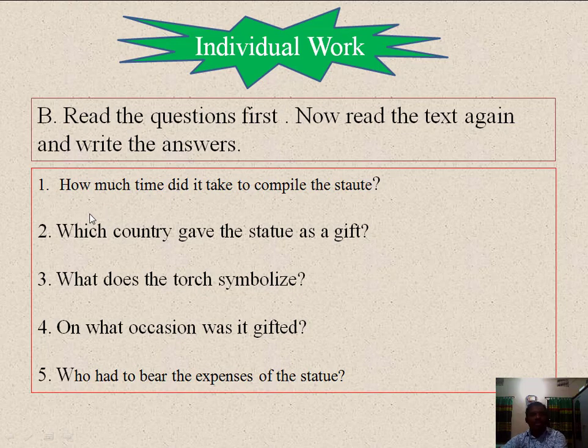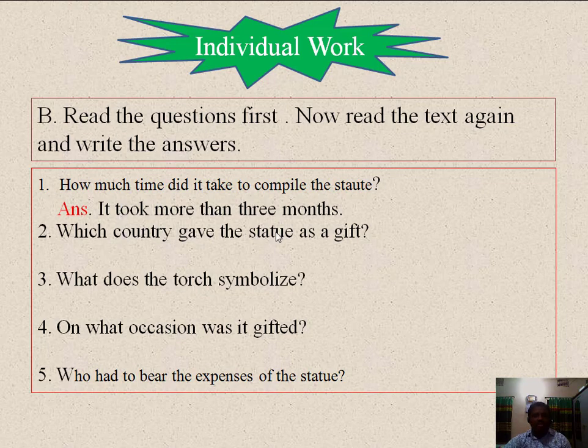Okay, how much time did it take to compile the statue? It took more than 3 months. Look at the grammatical use here. How much time did? Did is the word here, so that's why I've used took. Past indefinite tense, you have to answer in the same tense.